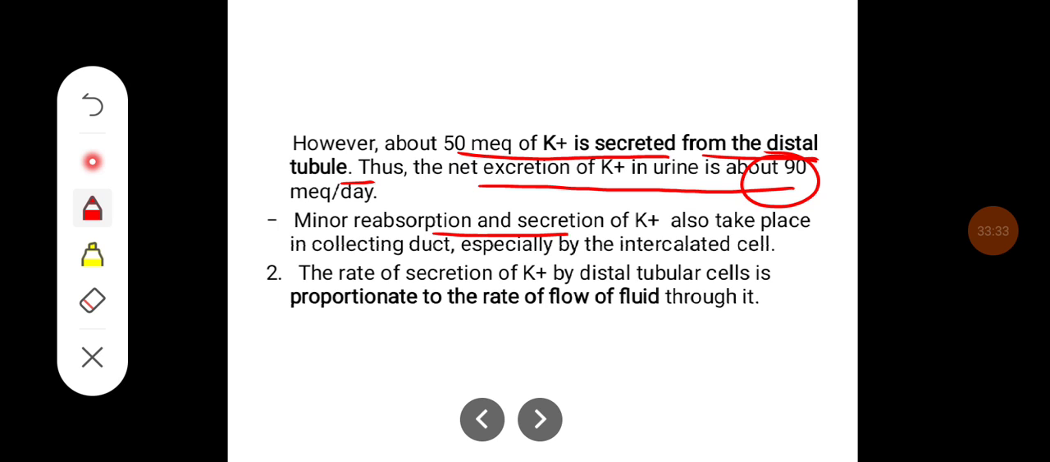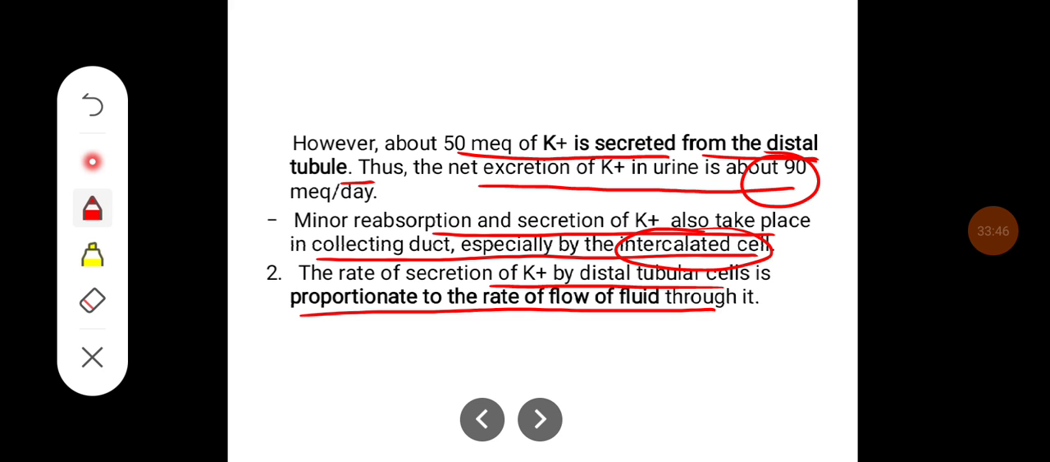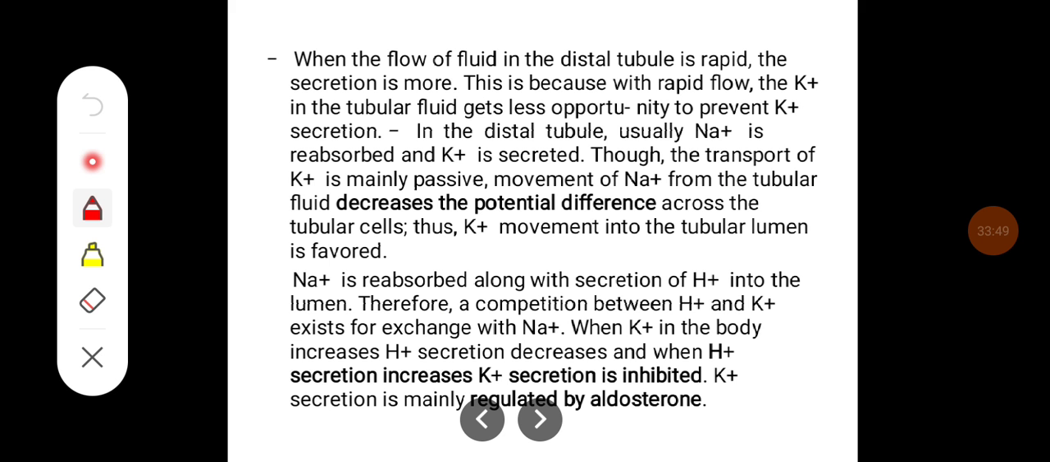The minor reabsorption and secretion of potassium also takes place in the collecting duct, especially by the intercalated cells. The rate of secretion of potassium by distal tubule cells is proportionate to the rate of flow of fluid through it. When the flow in the distal tubule is rapid, the secretion is more. This is because with the rapid flow, the potassium in the tubular fluid gets less opportunity to prevent potassium secretion.